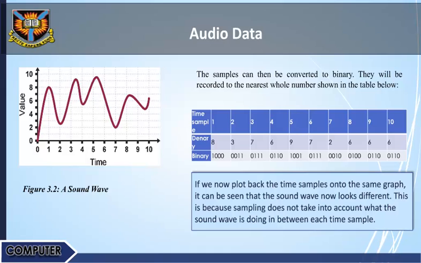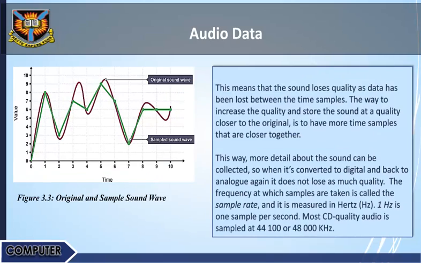If we now plot back the time samples onto the same graph, it can be seen that the sound wave now looks different. This is because sampling does not take into account what the sound wave is doing in between each time sample. This means that the sound loses quality as data has been lost between the time samples. The way to increase the quality and store the sound at a quality closer to the original is to have more time samples that are closer together. This way, more detail about the sound can be collected, so when it is converted to digital and back to analog again, it does not lose as much quality.